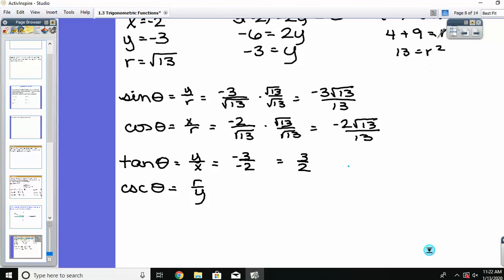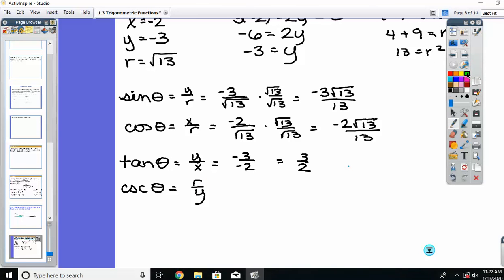Okay, let me ask you a question. Would you rather flip sine at the very end, or go back and flip the one before we got the radical off the bottom? Don't make your life harder than it has to be. If you flip the one at the end, you're going to have to get the radical off the bottom again. We could go back and flip earlier, or just using this definition, radical 13 over -3, so negative radical 13 over 3.